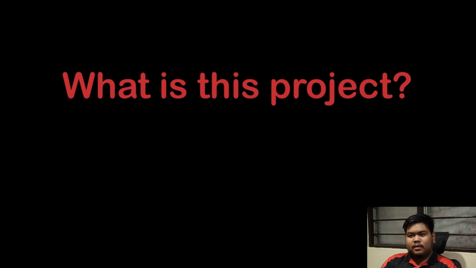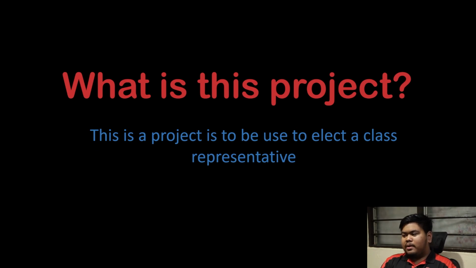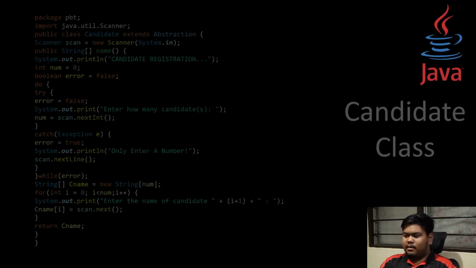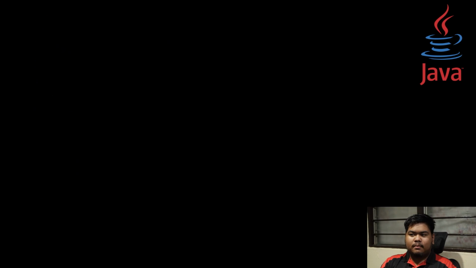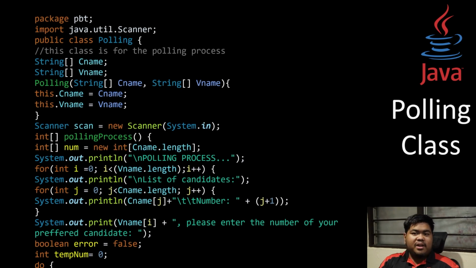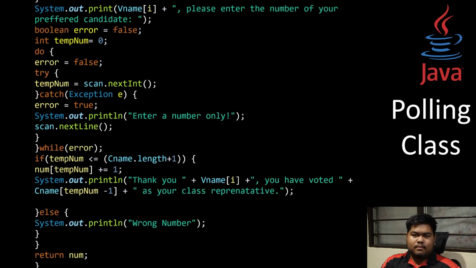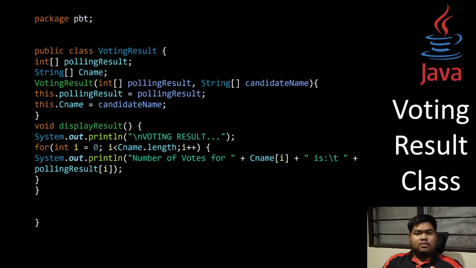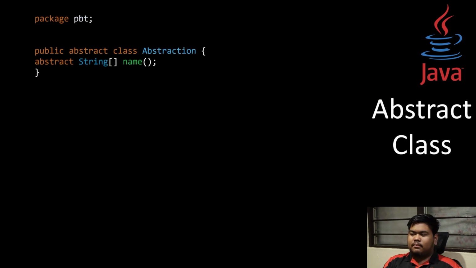So, what is this project? This project is to be used to elect a class representative. And here is the code that I have prepared. There is the main class, the candidate class, the voter class, the polling class, the voting result class, and lastly the abstract class.